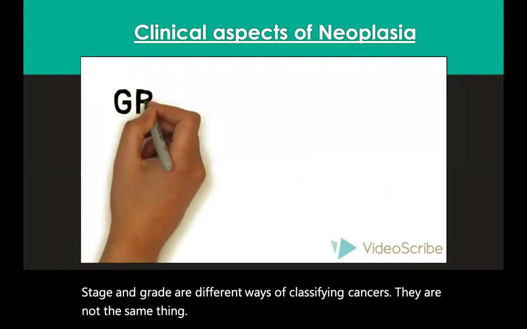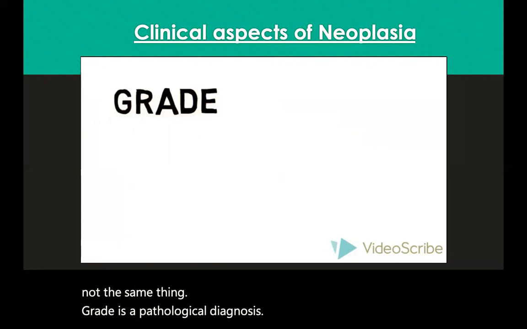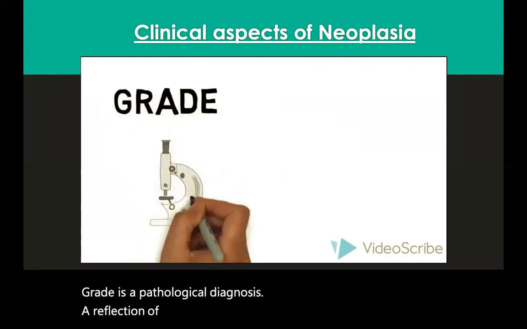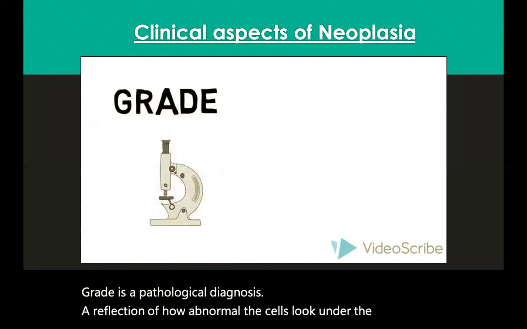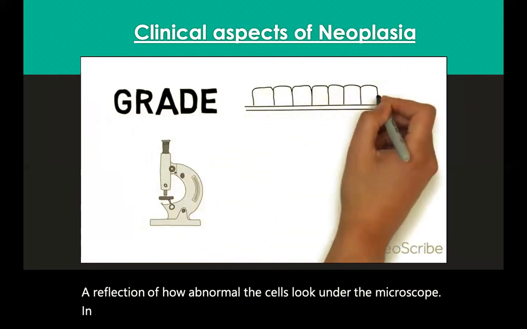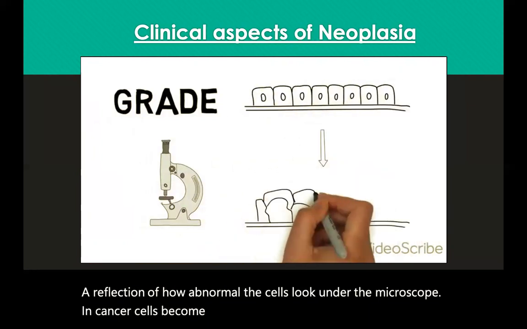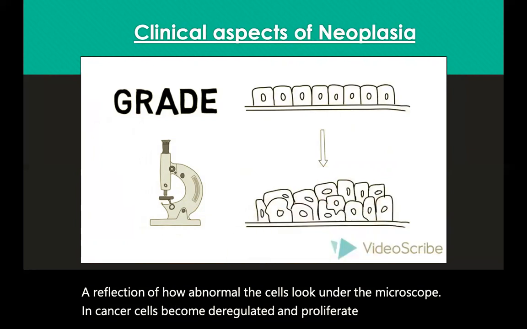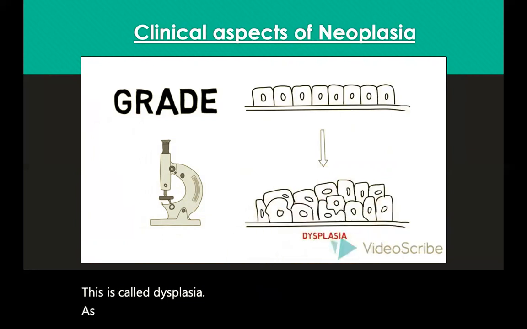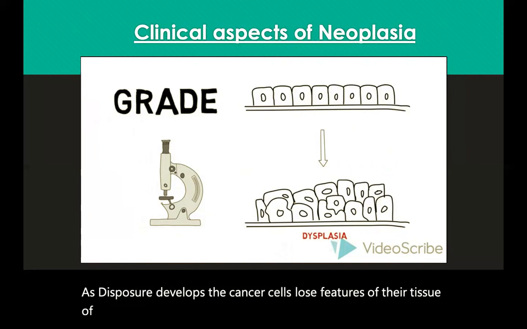Grade is a pathological diagnosis, a reflection of how abnormal the cells look under the microscope. In cancer, cells become deregulated and proliferate abnormally. This is called dysplasia. As dysplasia develops, the cancer cells lose features of their tissue of origin, become less and less differentiated, and are presumed to be of higher grade.